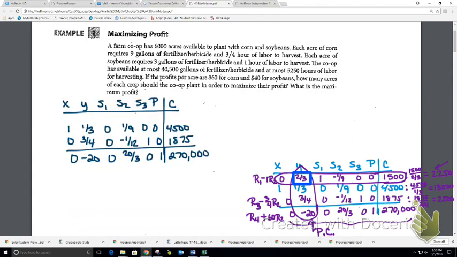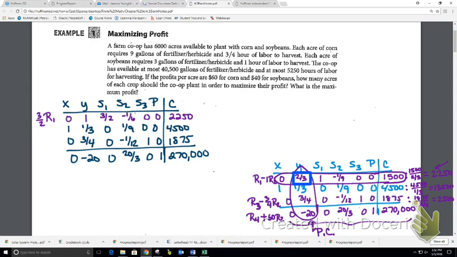Okay, so we got our next table set up here. Now remember, we want that pivot element there, that 2/3, to become a 1. So we're going to multiply row 1 by the reciprocal of 2/3, which is 3/2. So let's multiply every element that was in our row 1 in that other table that's showing by 3/2. Okay, so now we've got that done.